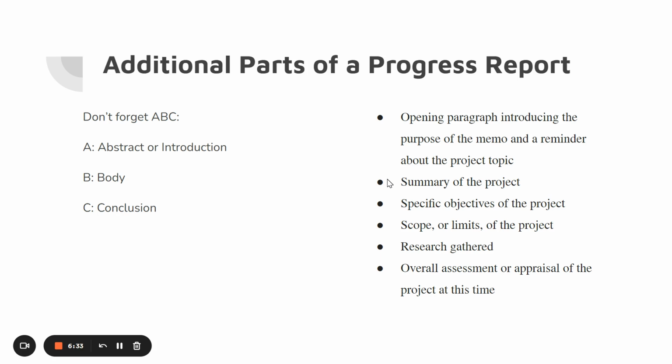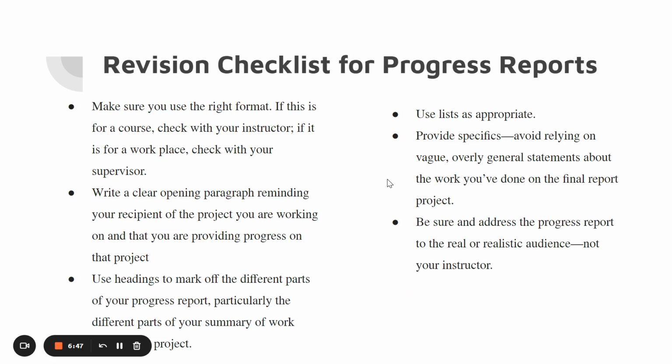So your opening paragraph is going to introduce the purpose of the memo and a reminder of the project topic, a summary, specific objectives, your scope or limits, any research you've gathered, and the overall assessment or appraisal of the project at this time. Here's your revision checklist.